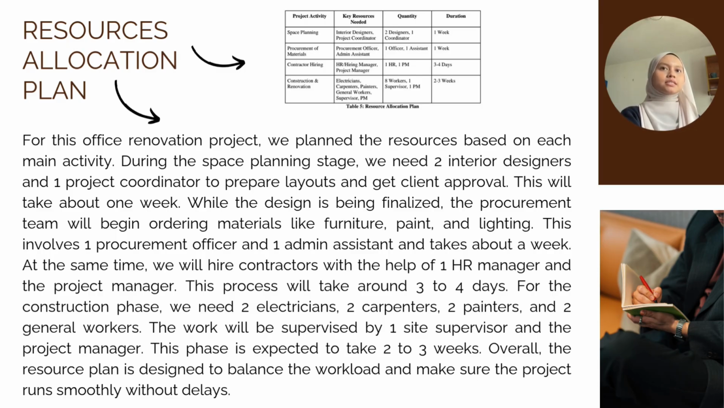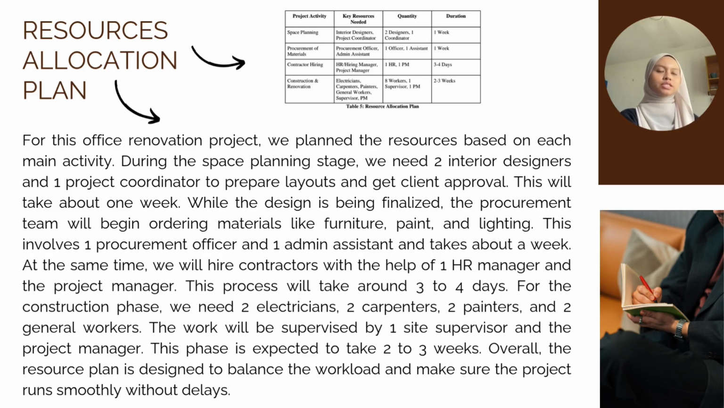While the design is being finalized, the procurement team will begin ordering materials like furniture, paint and lighting. This involves one procurement officer and one admin assistant and takes about a week. At the same time, we will hire contractors with the help of one HR manager and the project manager. This process will take around 3 to 4 days.